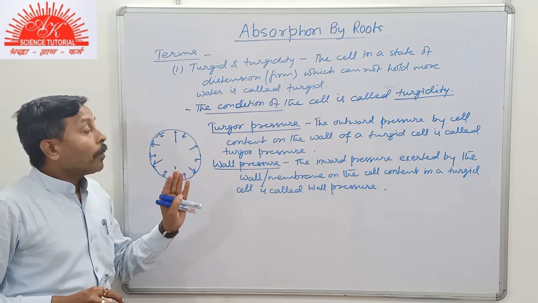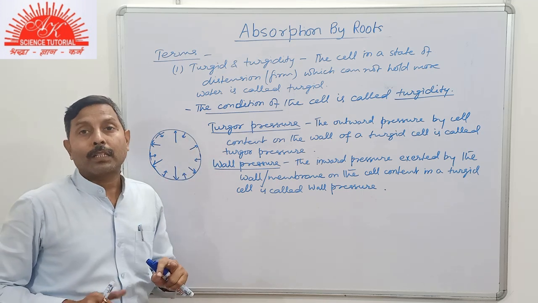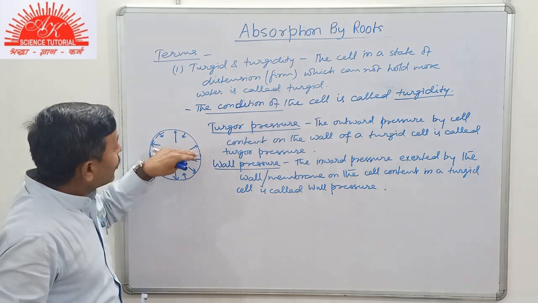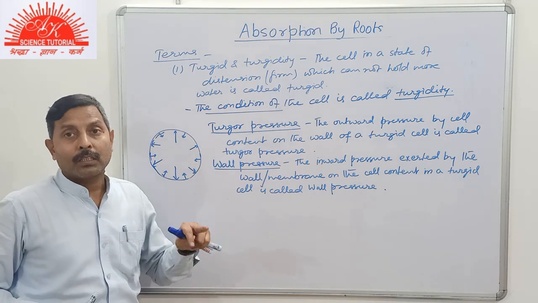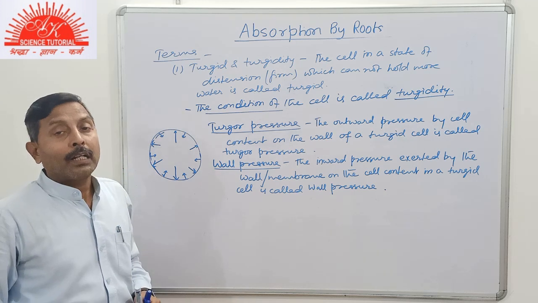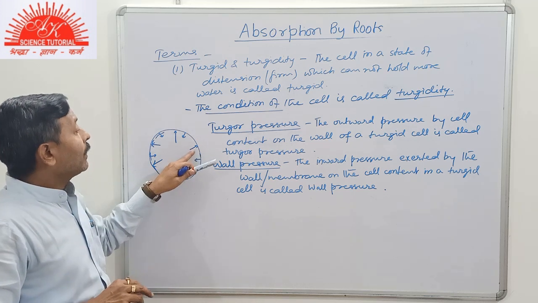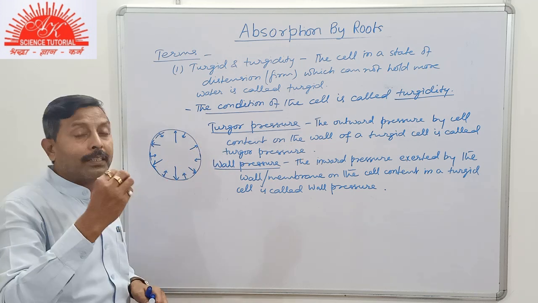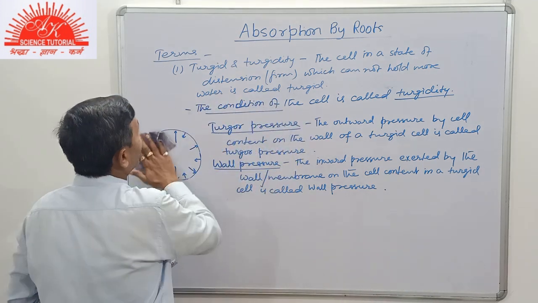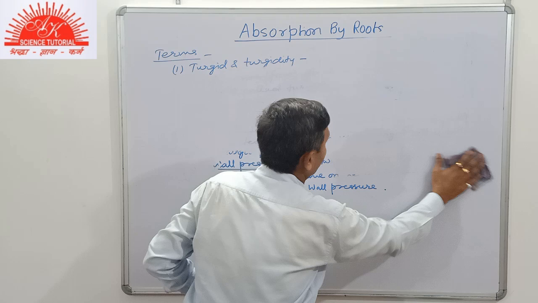But sometimes, if the wall is unable to balance the turgor pressure, suppose the wall is very thin, in that case, the turgor pressure will cause the wall to burst. As I have discussed earlier, suppose the fruit is overripe, then the juice inside the fruit exerts extra pressure, that is turgor pressure, on the cells, and hence it bursts open. Clear, students? So this is turgidity, turgor pressure and wall pressure.